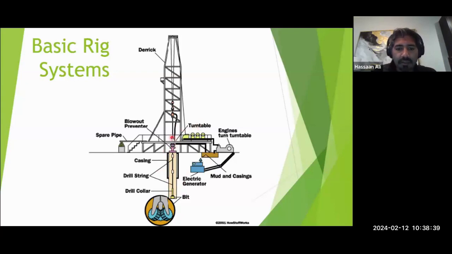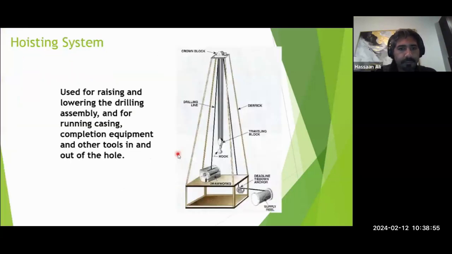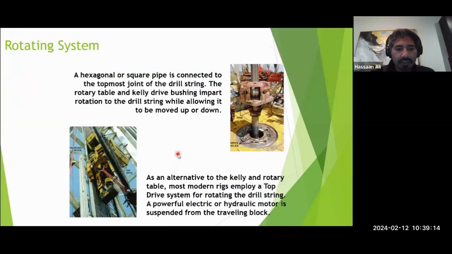Essentially, your turntable is going to turn your drill bit, and it will impart that rotational movement that is required to drill downhole. Hoisting systems, this is the first system of a drilling rig that I'm going to discuss. This is essentially used for raising or lowering your drilling assembly, your bottom hole assembly, for running your casing and your completion equipment.